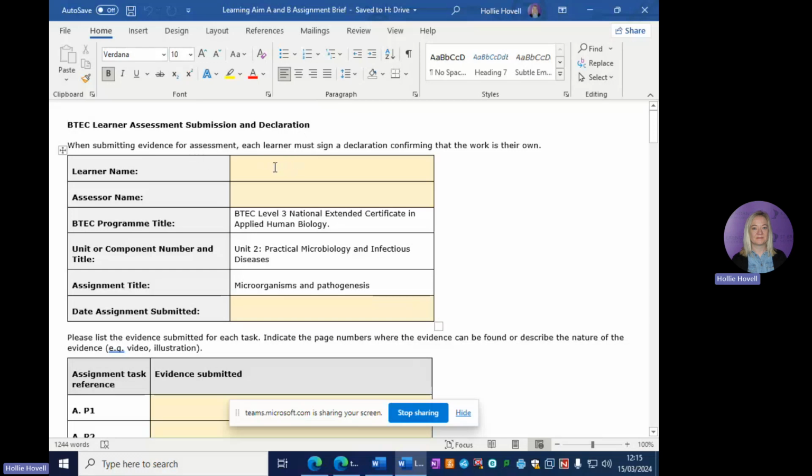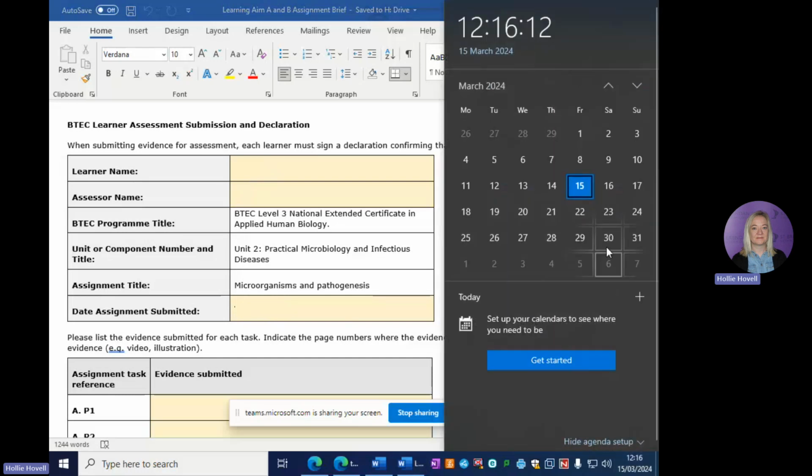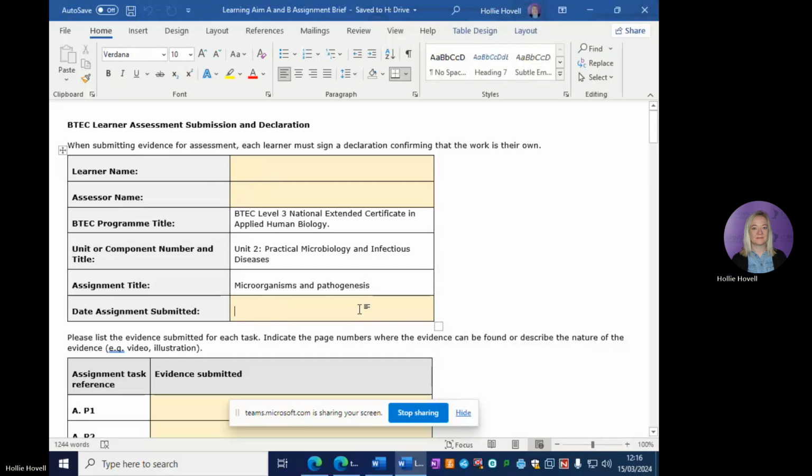First of all, you must fill in the orange boxes on here. So fill in your name just here, your teacher's name just here, your date the assignment is submitted. Now you've got 2 weeks to complete this until the Thursday at the end of term. So the submission date is going to be the 28th of March.